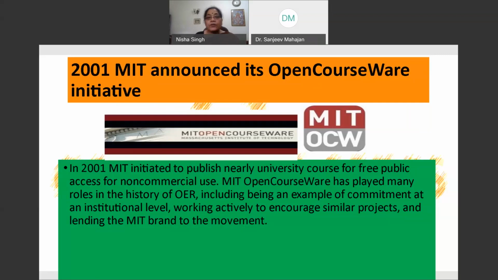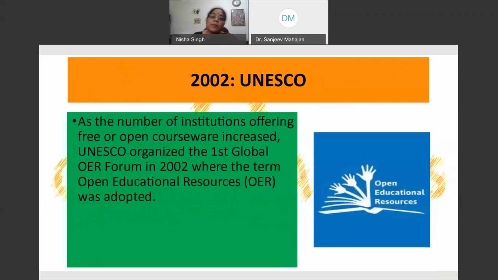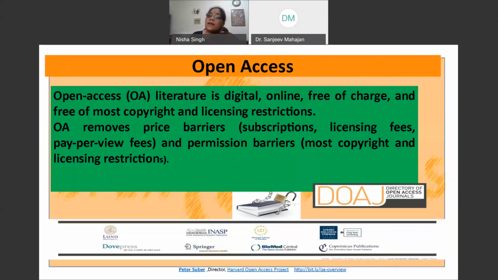And in the year 2002, UNESCO came up with a term called open educational resources. 2002 was the first time. Similarly, this was related to teaching and learning material.